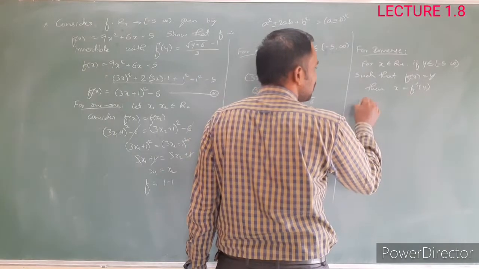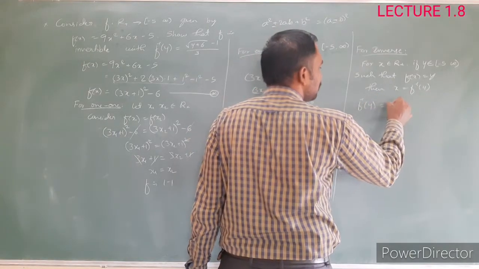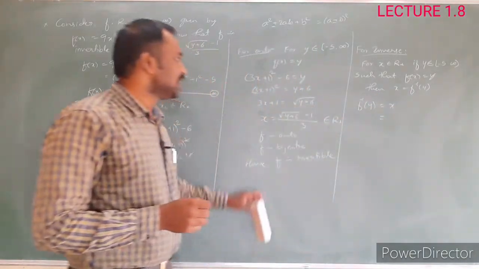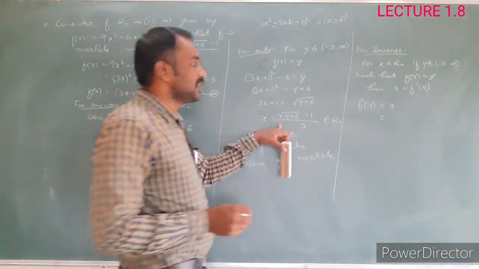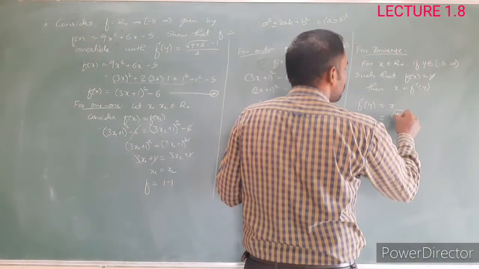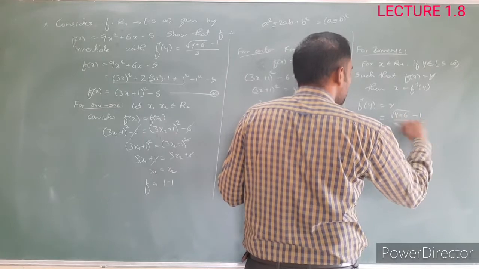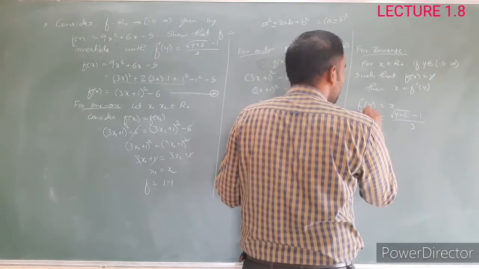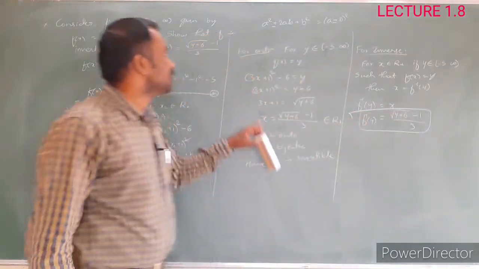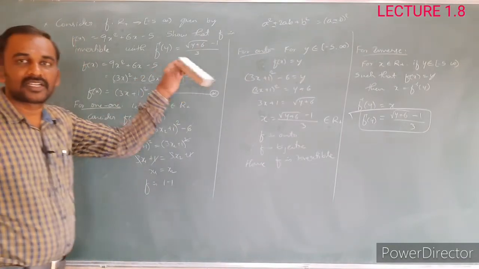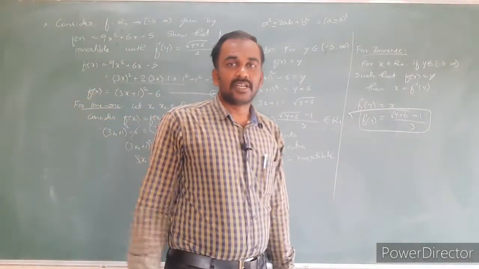We already know the x value. What is the x value? We already solved for it. Here is my x value, replace it: root of y plus 6 minus 1, divided by 3, is f inverse of y. This is the required inverse. Is it the same as the given result? Yes, that's all. We got the required result.